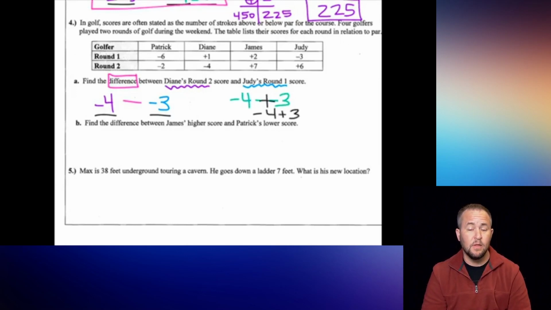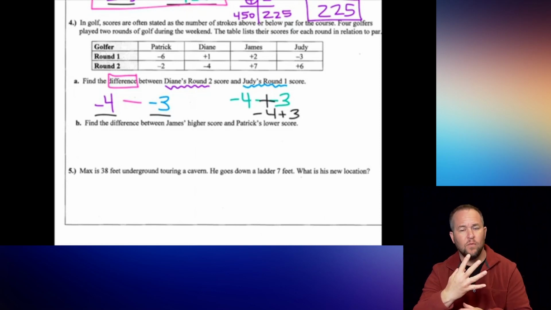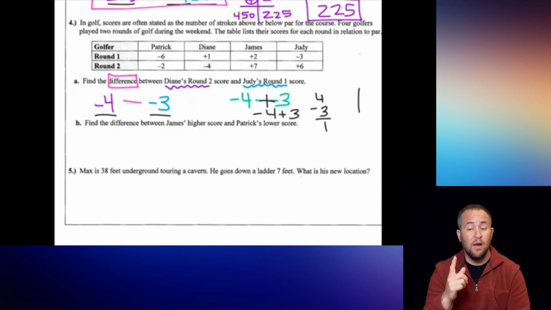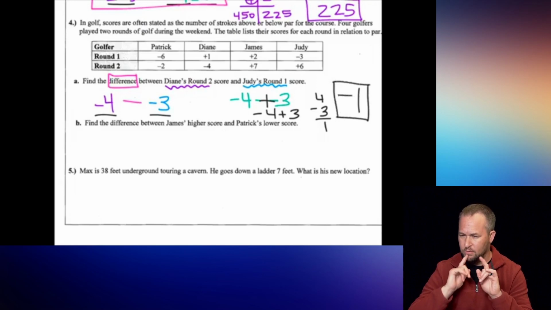So that's a different signs problem. I know that the 4 is bigger than the 3. So when I take 4 minus 3, I get 1. Then I have to keep that larger number, and I know 4 is larger. So -1 is our final answer.